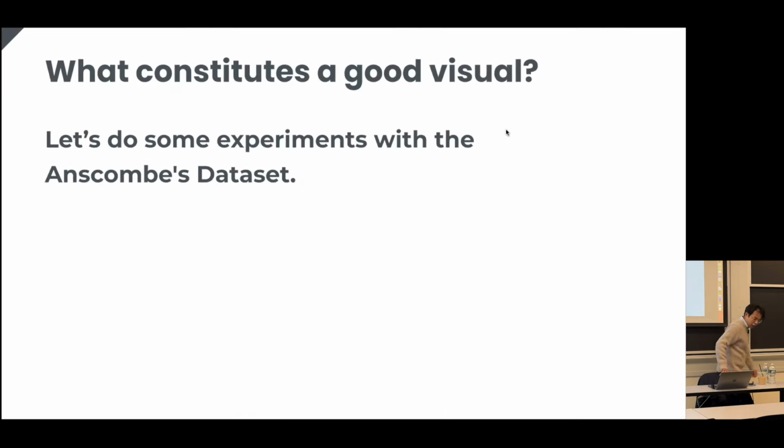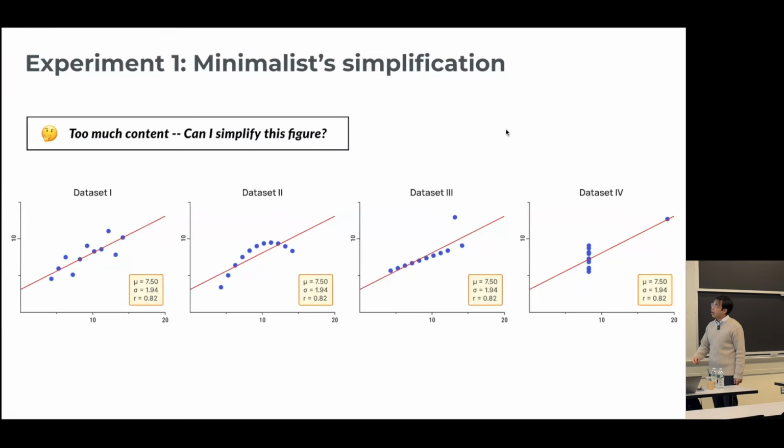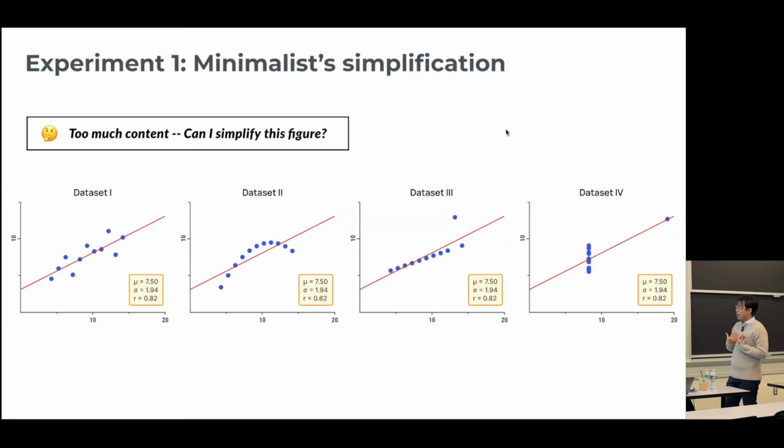Okay, so I tried to check many different materials about what constitutes a good visual. There are a lot that are kind of prescriptive, but I feel a very cool and funny way to do it is this. We should get our hands dirty and do some experiments with this SCOM data set we just showed you, which is this one. We are going to do some experiments trying to change this plot, remove some content, or maybe completely destroy the visualization.